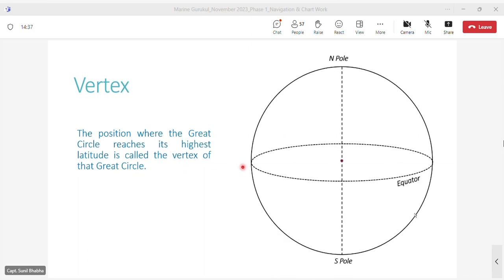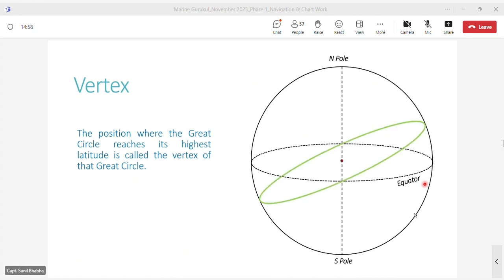We have the diagram of the Earth on the screen now. You can see the Earth. We have the North Pole represented in the diagram. We have the South Pole, and exactly midway between them, this dotted black line represents the equator.